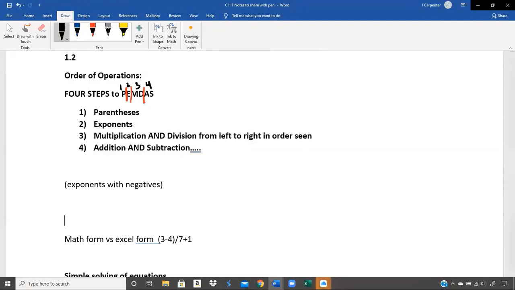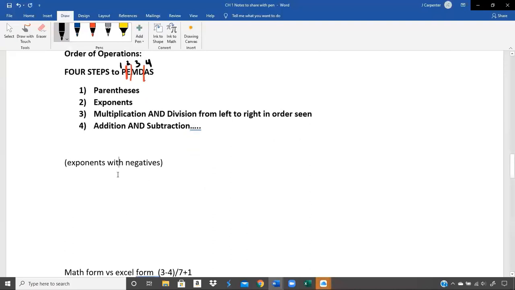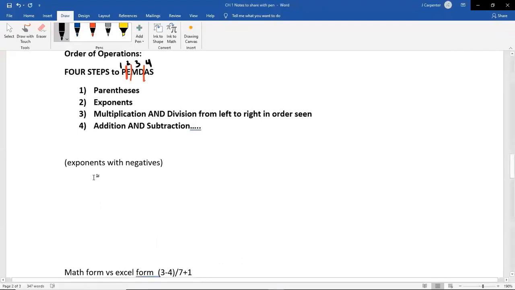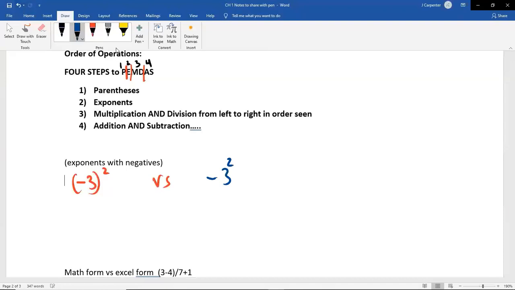Exponents with negatives. So this is a very important idea throughout the semester that can come up a little bit here, a little bit there. So what's an exponent with a negative? What are you talking about? Well, we're talking about this -3 as the base. -3 as a base in parentheses squared versus -3 squared without a parentheses.